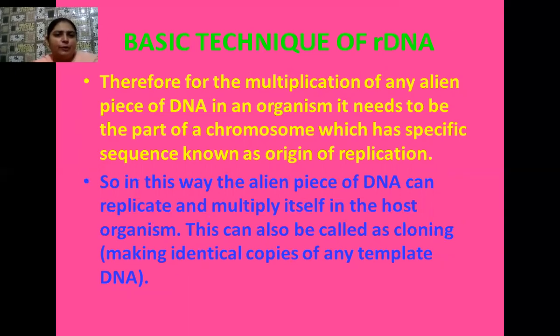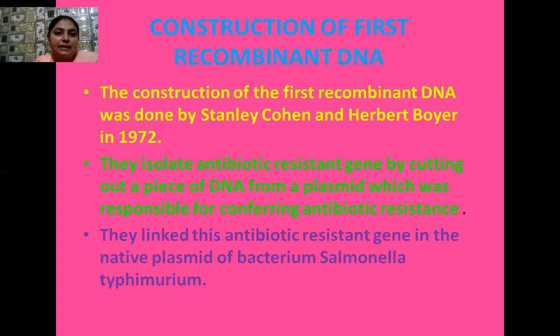Students, therefore, for the multiplication of any alien piece of DNA in an organism, it needs to be part of a chromosome which has a specific sequence known as the origin of replication. In this way, the alien piece of DNA gets replicated and multiplies itself in the host organism. And when it produces many copies of itself, this process is known as gene cloning, that is, making identical copies of any template DNA.